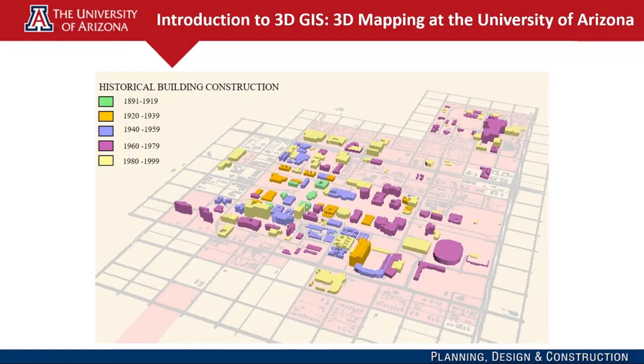So these are some of the examples that I said we were going to talk about that the U of A has done before. This is an older map that was created using ArcMap and ArcScene, and it's visualizing buildings on campus, their true height, and then they're colored by the age that they were constructed. And so you can see very clearly which buildings were created when, and it's a cool visualization of how the campus has grown over time.